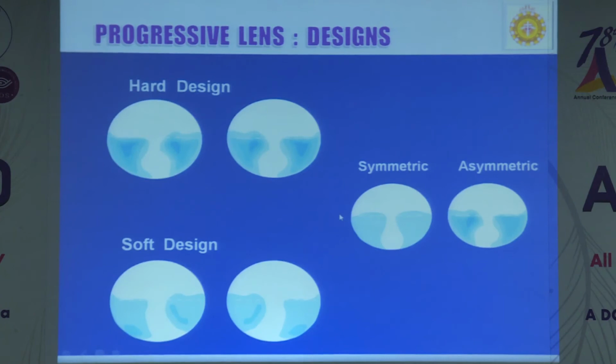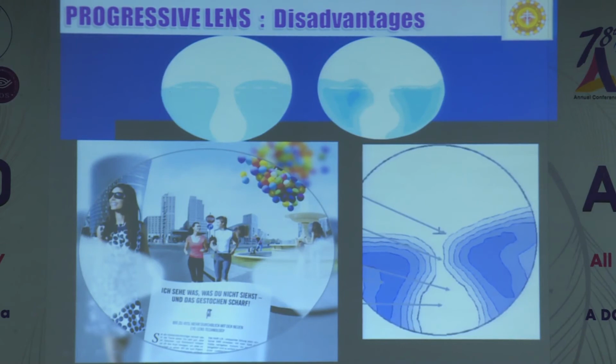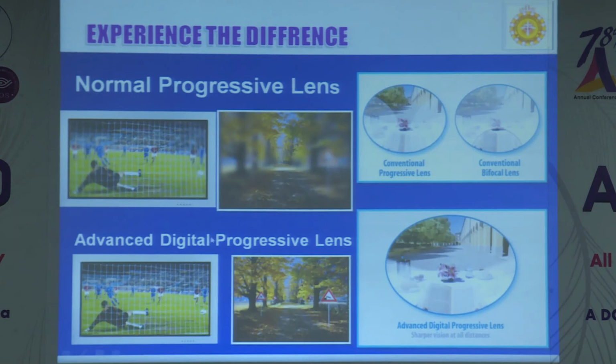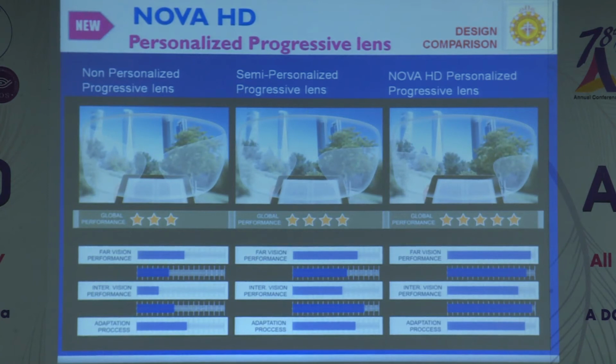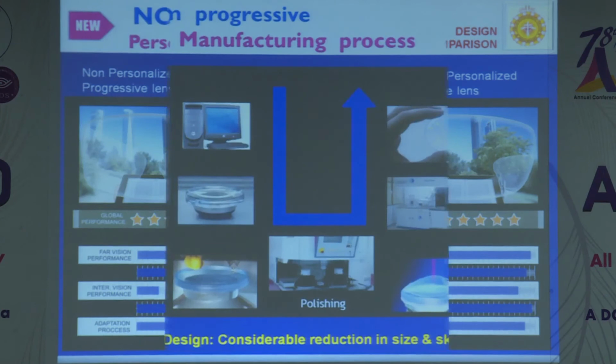The main problem of the progressive, as I told you, is that the peripheral vision will be distorted. Now they came with the advanced digital progressive, so the side glare will be reduced. You will not miss the traffic signal or the goal in a football play and everything. Nova company came with different star values, 3-star, 4-star, 5-star, depending upon the quality and price also. So once you select the lens, you can order from the company through email.